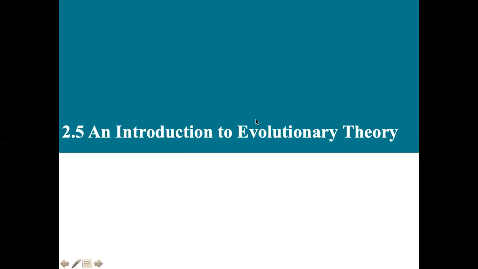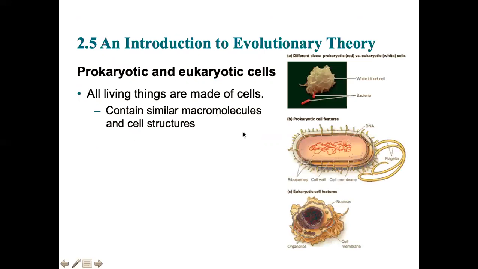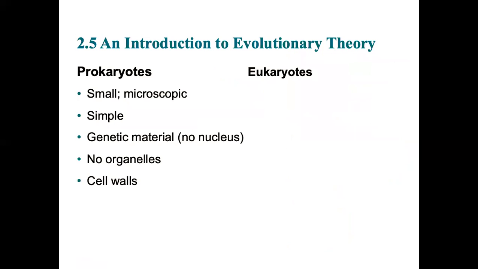Okay, just really quickly, since we're talking about cells and what composes them and what makes them alive, we need to talk about two very big basic cell types, prokaryotic cells and eukaryotic cells. All living things are made of cells. There are two major types of cells, prokaryotes and eukaryotes, and they contain all those macromolecules. Our cells are built of the same macromolecules, they're just arranged slightly differently.